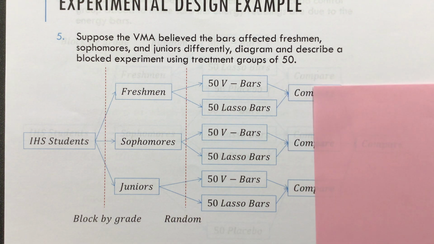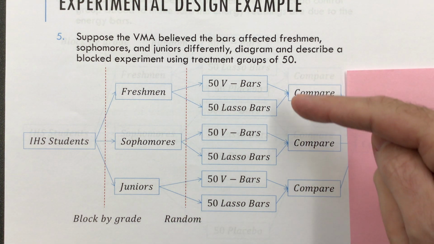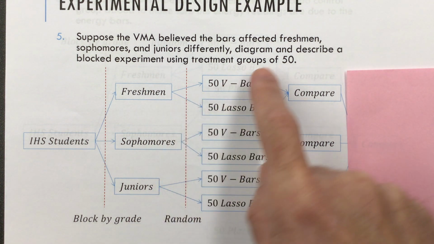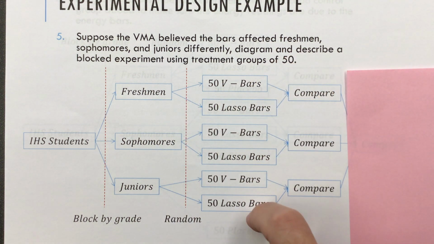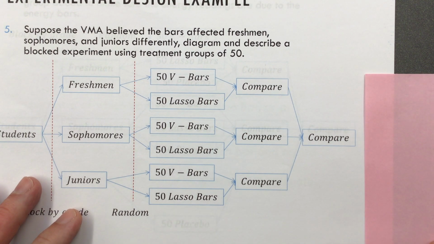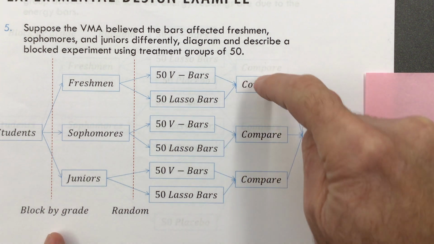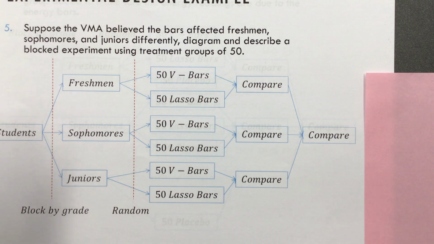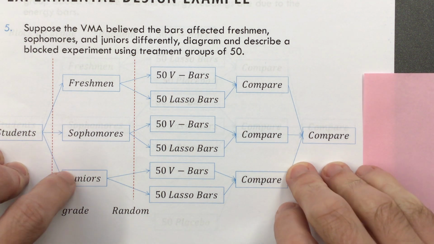Okay, now the whole point of blocking is we would then compare within each group because we don't necessarily want to know the freshman versus the junior. We might want to know that, so we can compare again afterwards. But the key thing is we must compare within each block because we've now controlled for grade level on this particular scenario because that's what we blocked on. We've controlled for it.